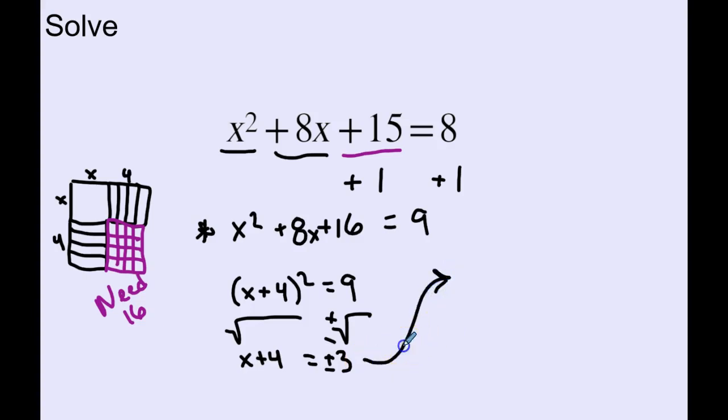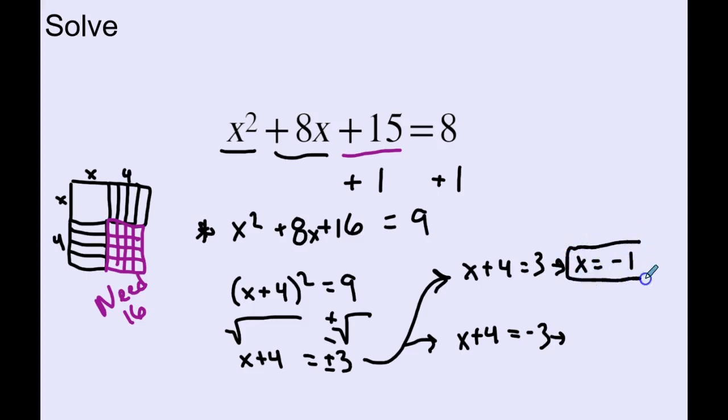So I'm going to draw some arrows here. I get x plus 4 equals 3, and I get x plus 4 equals negative 3. So what does that give us? Let's solve that. Subtract 4 from both sides, we get x equals negative 1. And if we subtract 4 from both sides, we get x equals negative 7. Boom. There's our two answers. We took something that wasn't necessarily factorable, and we just made it factorable. So let's try another example.